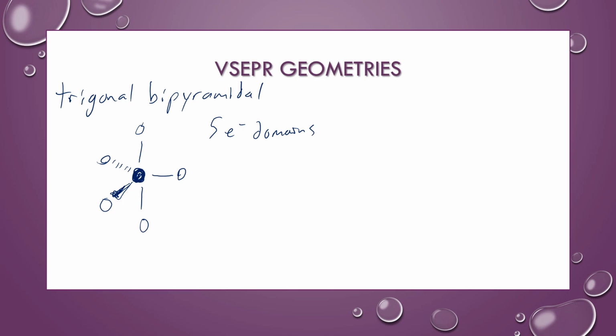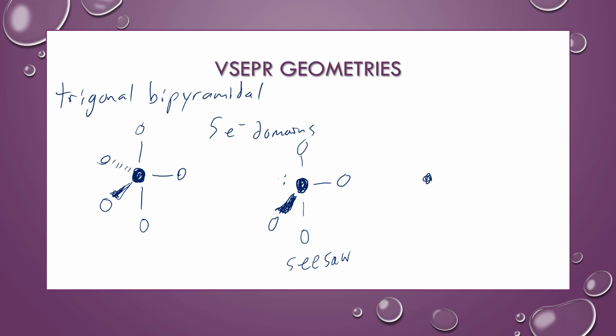If one of them is a lone pair, one of those equatorial atoms is going to change into a lone pair. So let's say it's here, lone pair. Actually, let's draw that a little nicer. Like this. And this is called a seesaw, which is kind of fun, where you have 4 atoms and a lone pair.